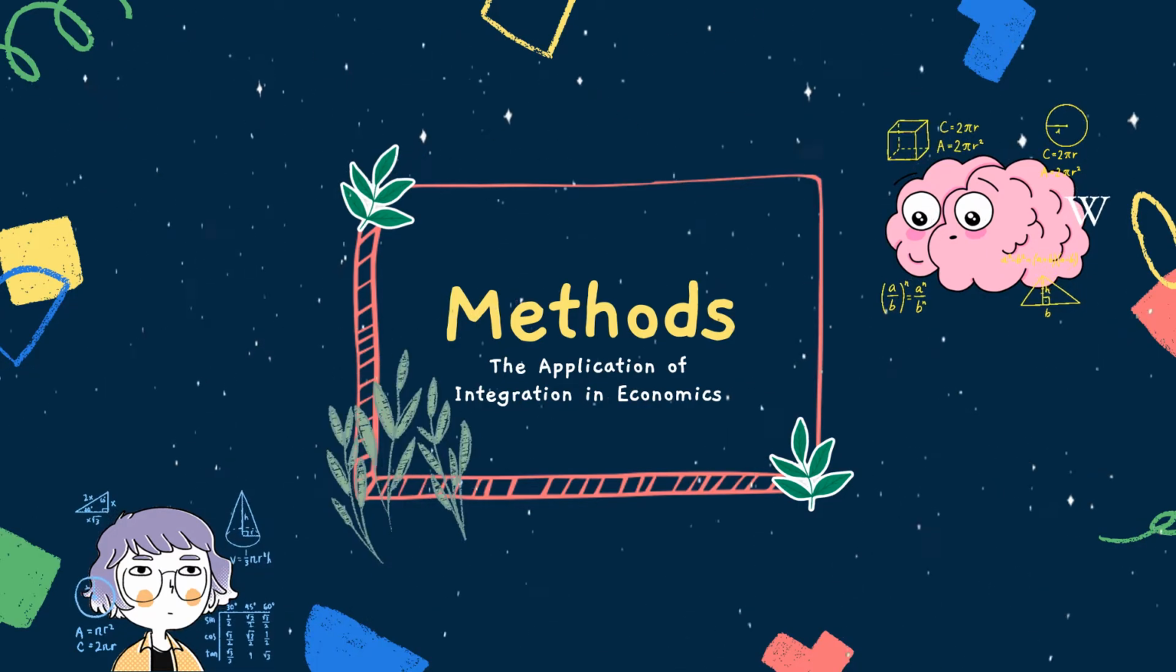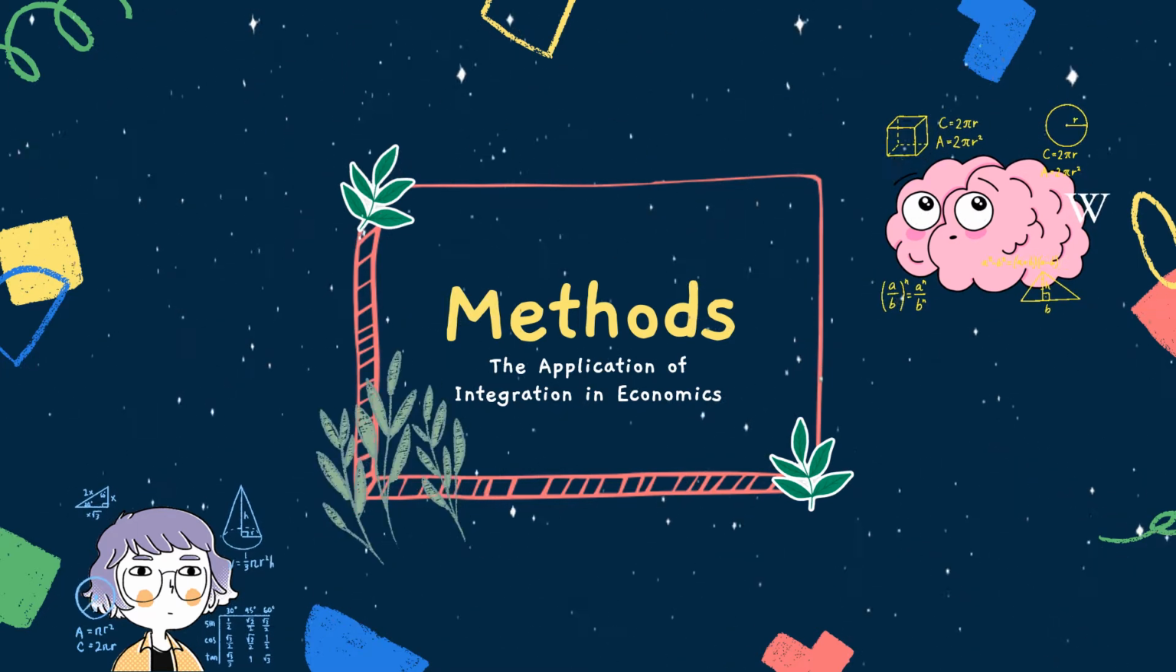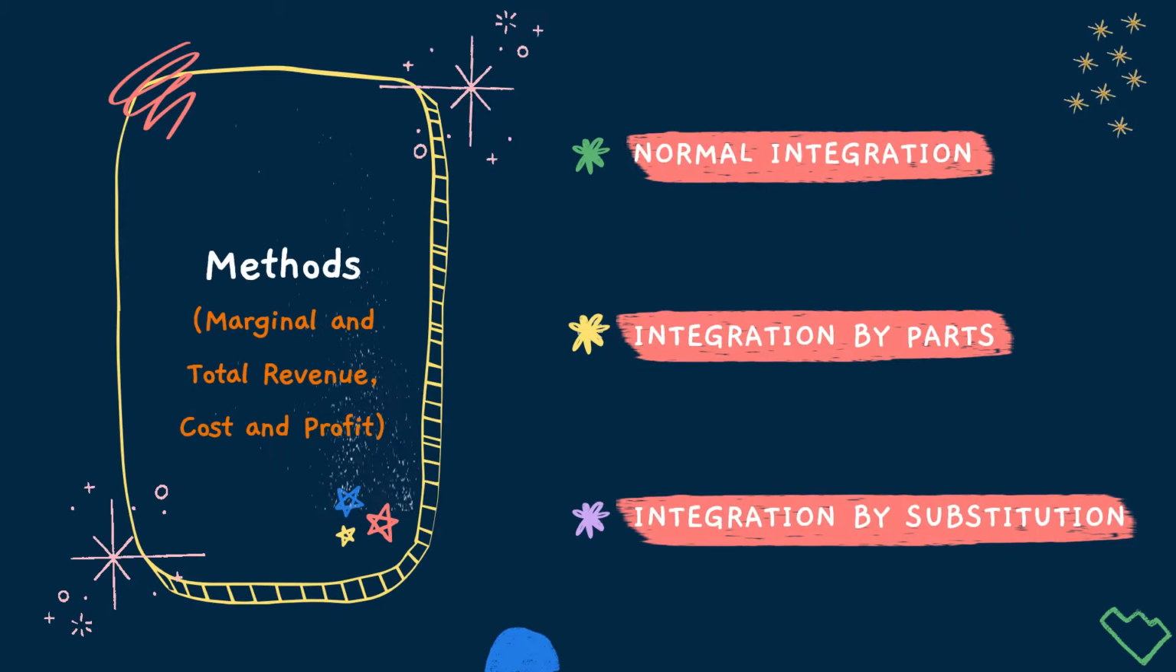Now I would like to present the methods that are used to study the key concepts in the application of integration in economics. For the first key concept, which is marginal and total revenue, cost and profit, we use three methods, which are normal integration, integration by parts, and also integration by substitution. Normal integration is used to determine the total profit, while integration by parts and integration by substitution are used to find the total profit from marginal profit.